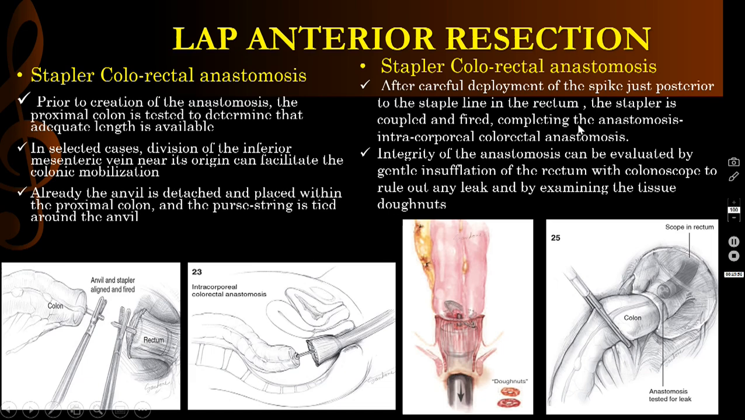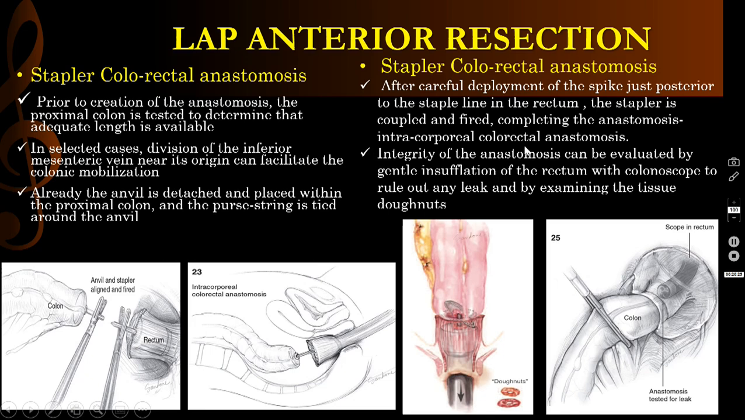Okay, then the stapler is coupled with the anvil and it is fired, completing the anastomosis. This is an intracorporeal colorectal anastomosis. See, you have to couple here. So you have to do this coupling of the spike of the stapler and this anvil shaft. You have to couple it and then you have to fire it.